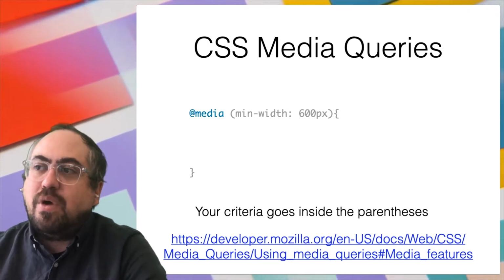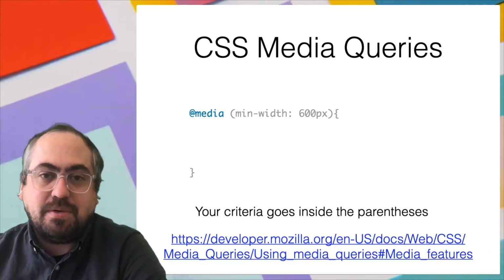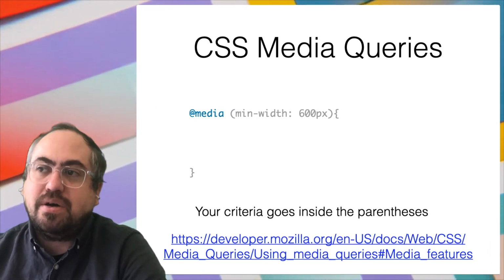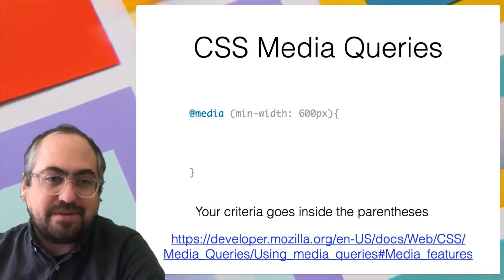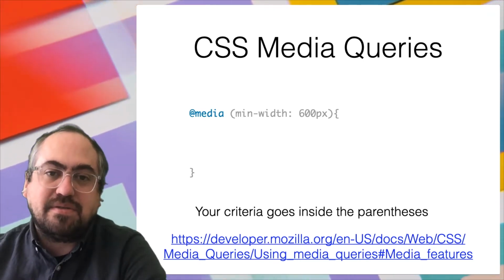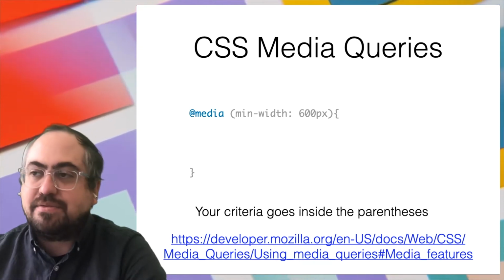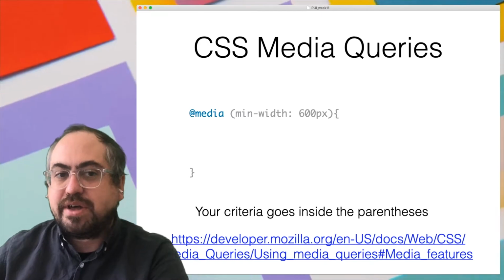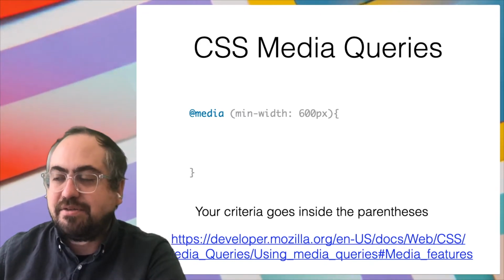So for example, if you wanted to have a set of rules that were only in effect if the minimal width of the page was 600 pixels, this is what that query would look like. You'd have this media query min-width, that's the criteria it's testing, and it has to be 600 pixels. And if that's true, then the rules inside of these curly brackets would be applied to the site. We're going to be largely looking at media queries to be useful for making sites responsive.